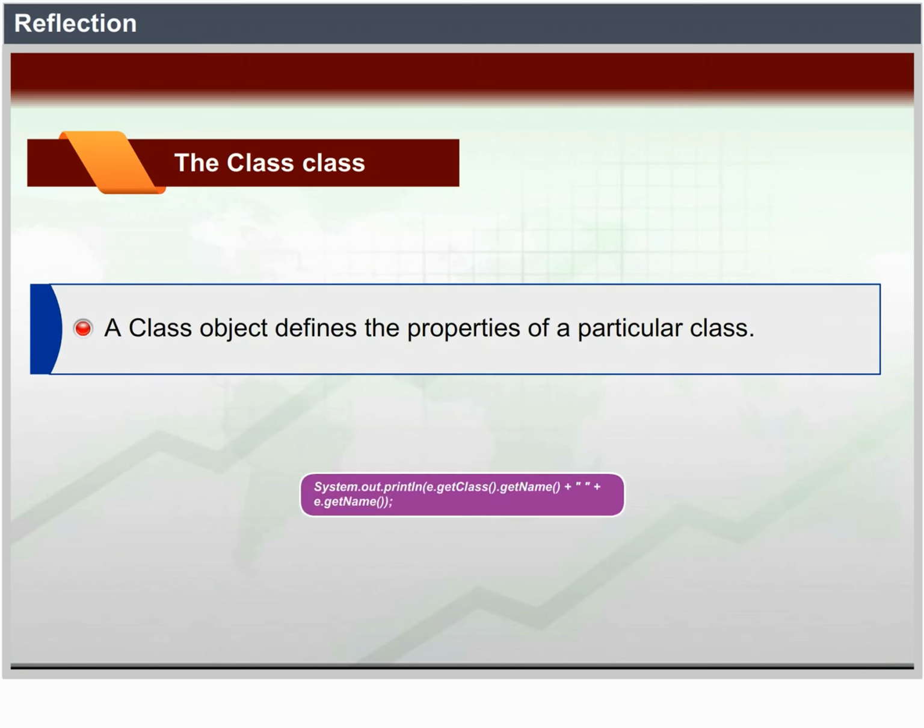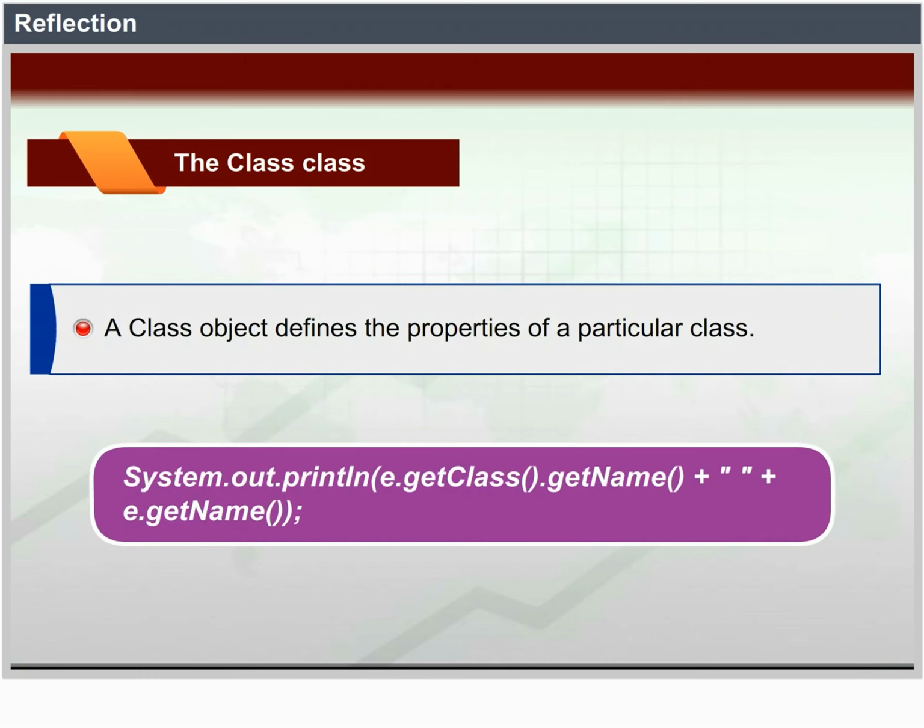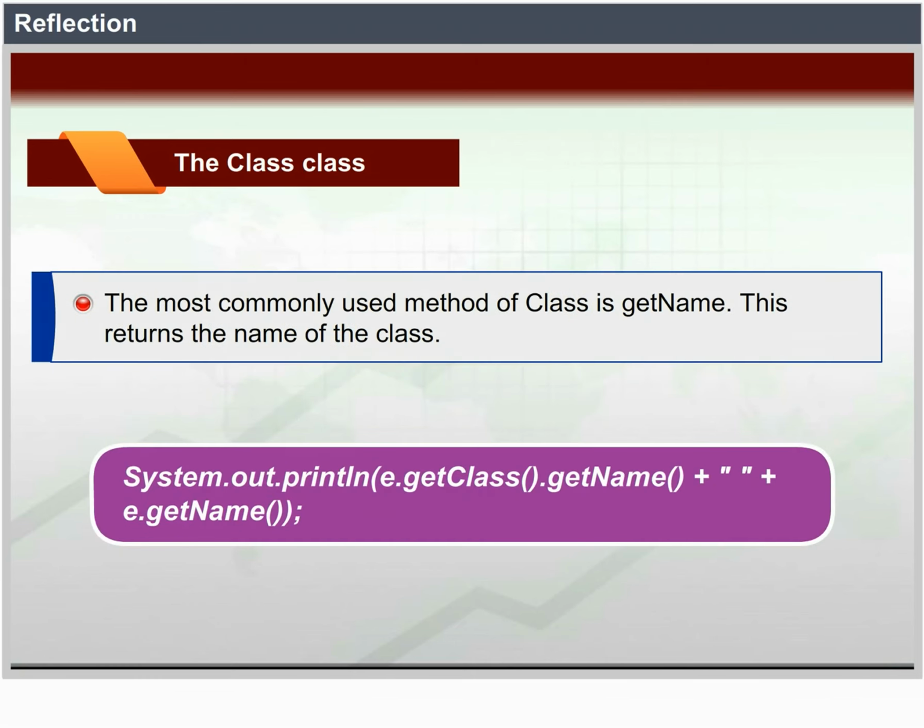A Class object defines the properties of a particular class. The most commonly used method of Class is getName. It returns the name of the class. System.out.println(e.getClass().getName() + " " + e.getName()).